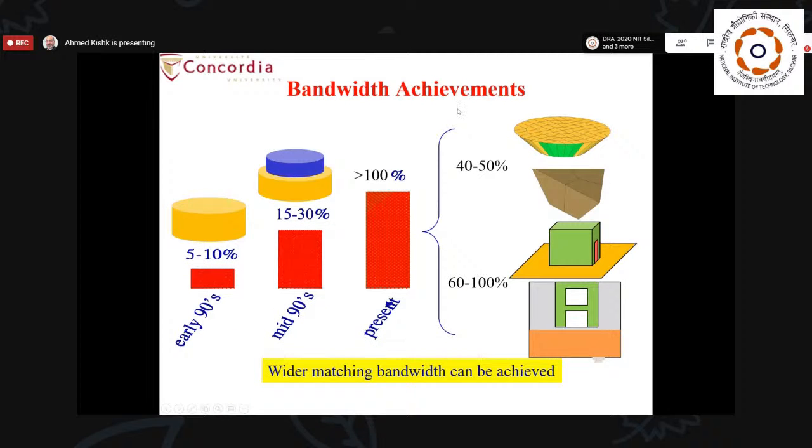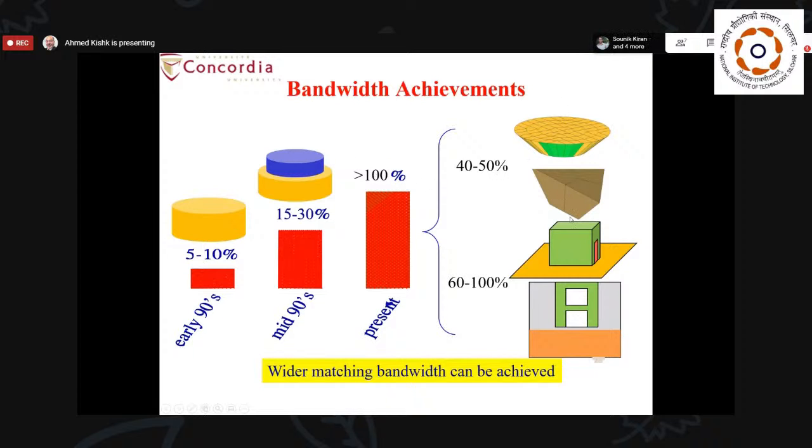But in terms of bandwidth, in the early 90s, when we were limited to the cylindrical or hemispherical shapes, we had about 5 to 10% bandwidth. But when we use the technique used in microstrip antennas by stacking two different dielectrics on top of each other, each supposed to resonate at a different frequency, we can have bandwidths up to 30%. And now we can actually reach a bandwidth higher than 100%.